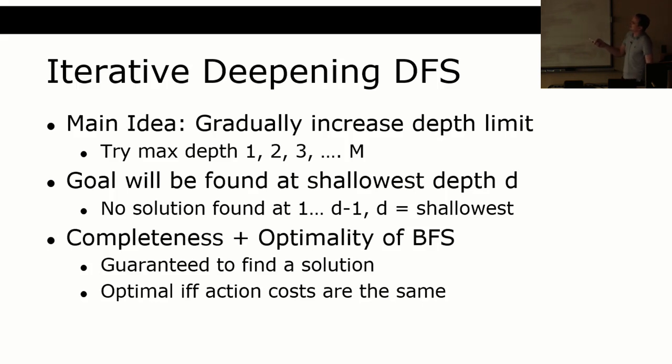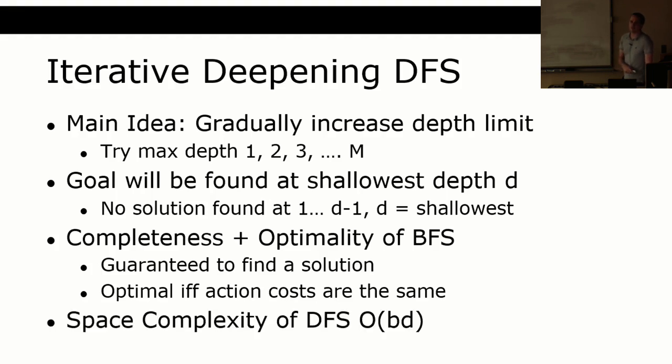So this means that iterative deepening depth-first search has the completeness and optimality of BFS. So it is guaranteed to find a solution, and it's optimal if the action costs are the same, but in general, it's not optimal. But it has the space complexity of DFS. Aha. So we've taken the good things of BFS and the good things of DFS and created one algorithm that does both of those.